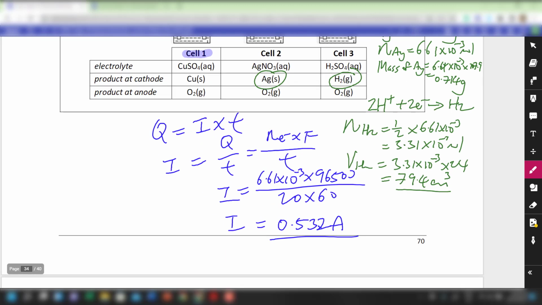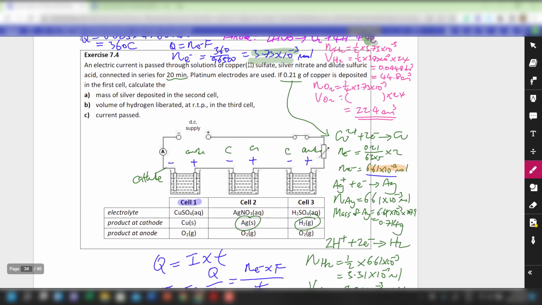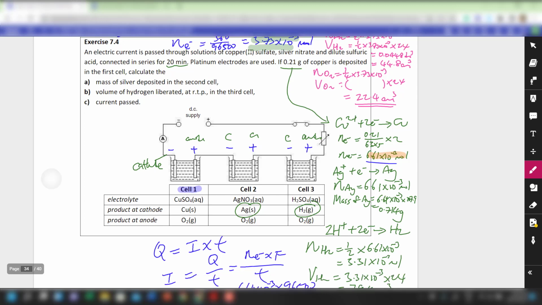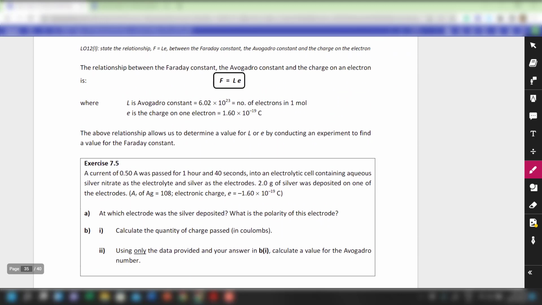Alright, so that's the whole working for exercise 7.4. It's a little bit complicated because of the numerous cells involved, but the fundamentals don't change. Remember that the total number of moles of electron transfer for each cell must be the same, due to the conservation of charge and conservation of material. Next, we're going to move on to this bit, which I have already shown you earlier on.